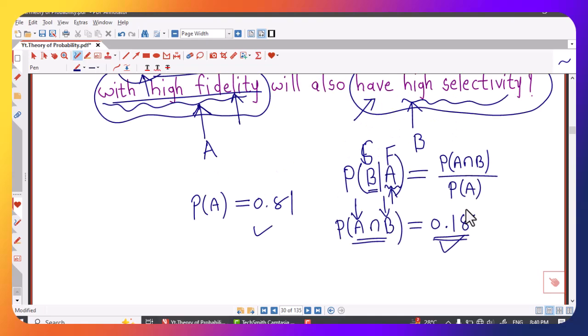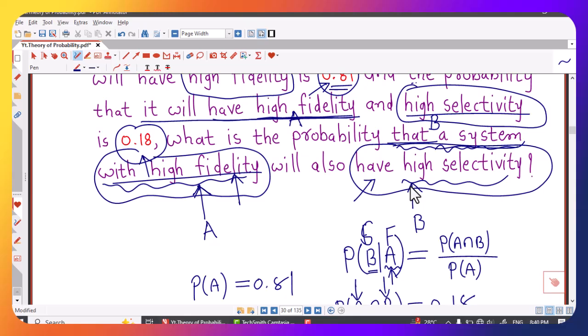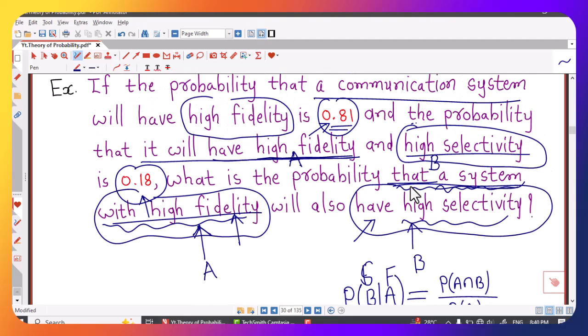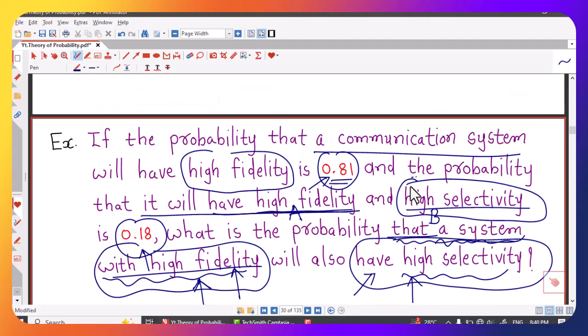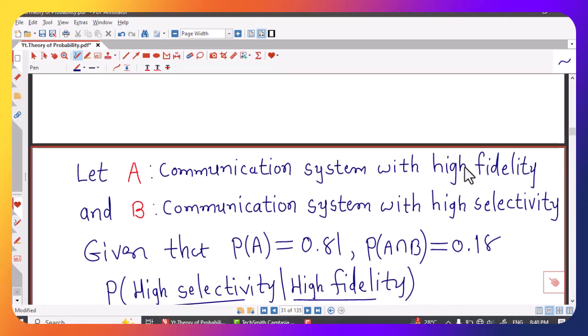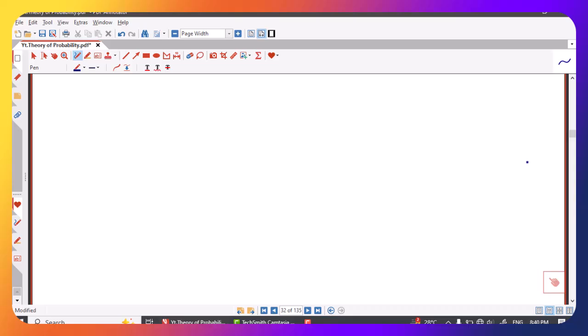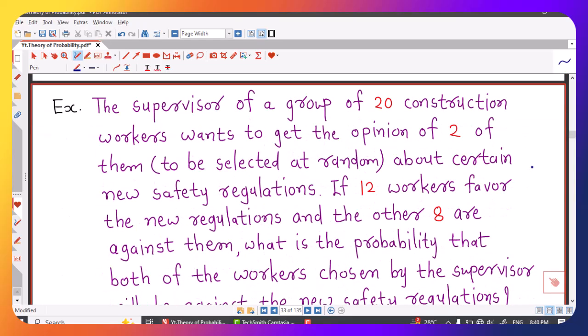So this is a simple application of the definition of conditional probability. All you have to do is first check which probabilities are given and define your events accordingly, and then use the definition of conditional probability. We move towards the next problem.